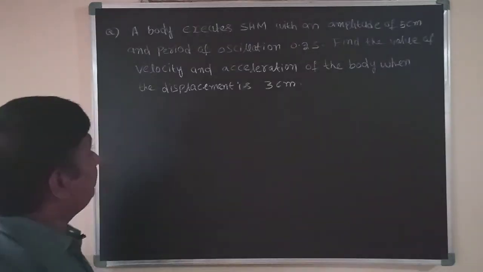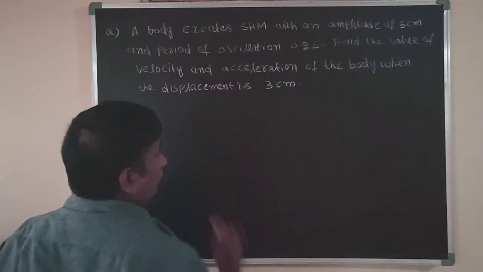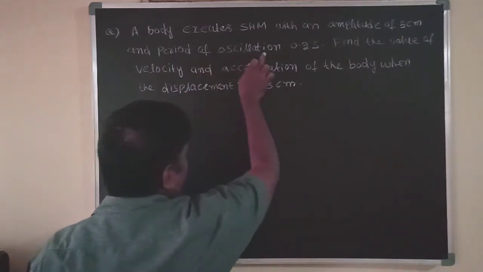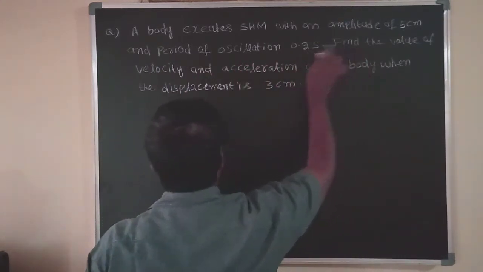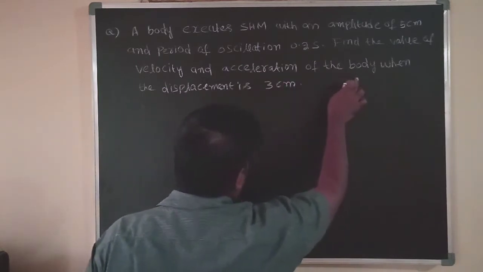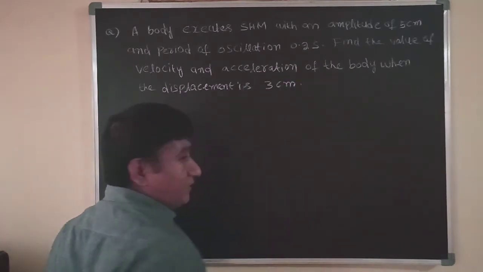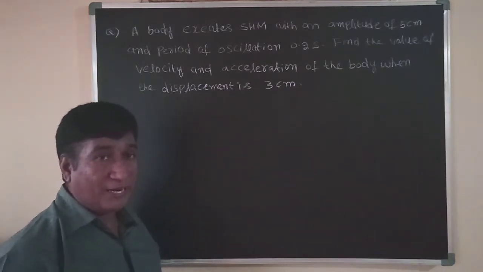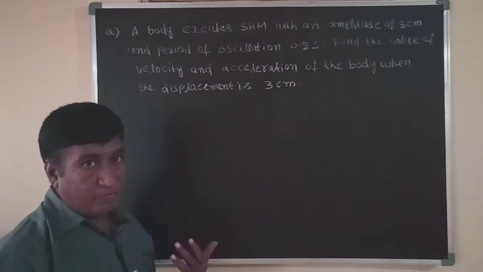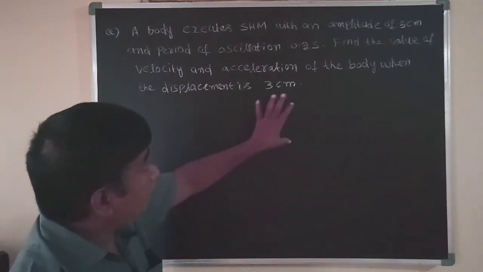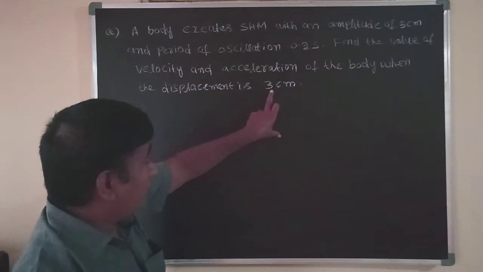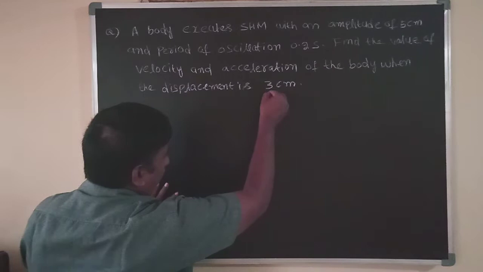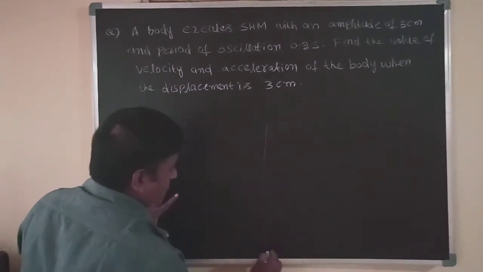Okay, next question. A body executes simple harmonic motion with an amplitude of 5 centimeters and the period of oscillation is 0.2 seconds. Find the value of velocity and acceleration of the body when the displacement is 3 centimeters. In the previous question they asked directly for maximum velocity and maximum acceleration, but here they are asking for velocity and acceleration at a displacement of 3 centimeters. Let's see what is given.